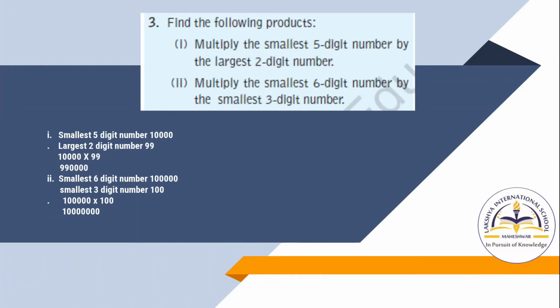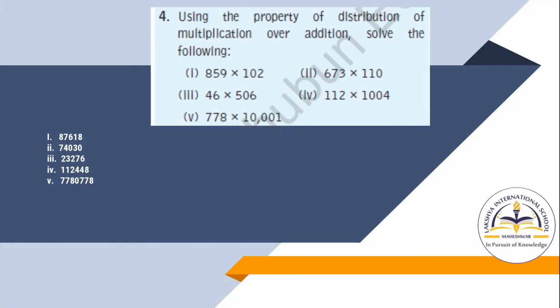Then you will get your answer, that is 990000. In the same manner, in the second part, multiply the smallest 6 digit number and the smallest 3 digit number. The smallest 6 digit number is this, and the 3 digit number is 100. Multiply both numbers and you will get your answer. Question number 4, using the property of distribution of multiplication over addition, solve the following. Here 859 into 102, multiply these numbers and you will get your answer. This is a very simple question.